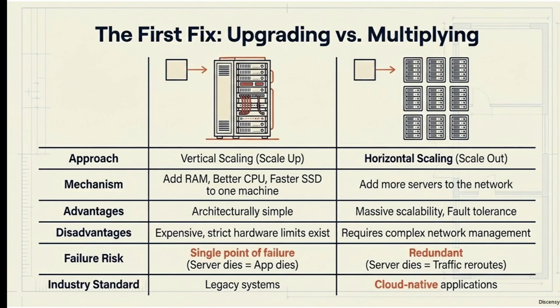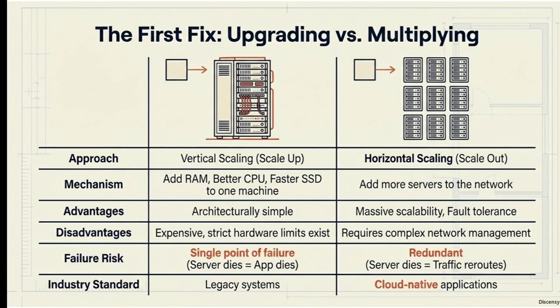But let's find the most efficient one: upgrading versus multiplying. Now, under upgrading, the approach is vertical scaling, and under multiplying, it is horizontal scaling. The mechanism is we can add RAM, a better CPU, a faster SSD to one machine. But in the case of multiplying, horizontal scaling, we can add more servers to the network so that servers handle each other or the requests coming in.